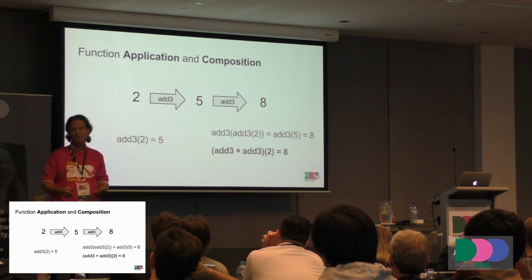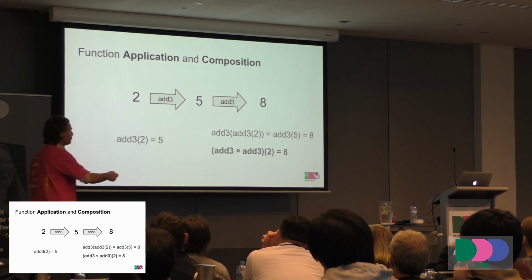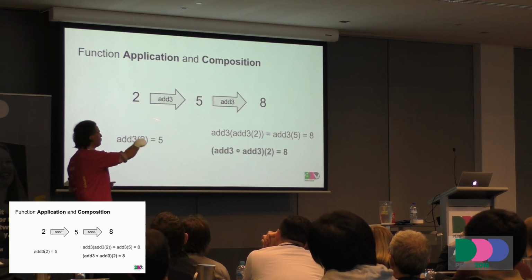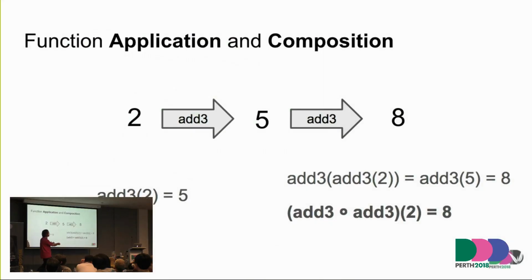What we can do, and we like to do a lot of in functional programming, it's one of the key points, is functional composition. So make these two functions into a new function. And we can write it like this, which says we've got a new function combining add3 and add3, and now when you call that function with 2 as the input, you get 8 on the outside. So that's functional application and functional composition.